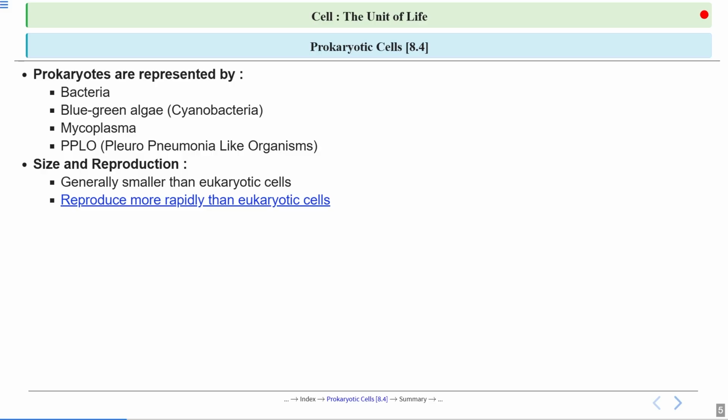Okay, clear? So prokaryotic cells reproduce more rapidly than eukaryotic cells. Prokaryotic cells are very simple. They have a simple organization. Eukaryotic cells are a little bit complex.